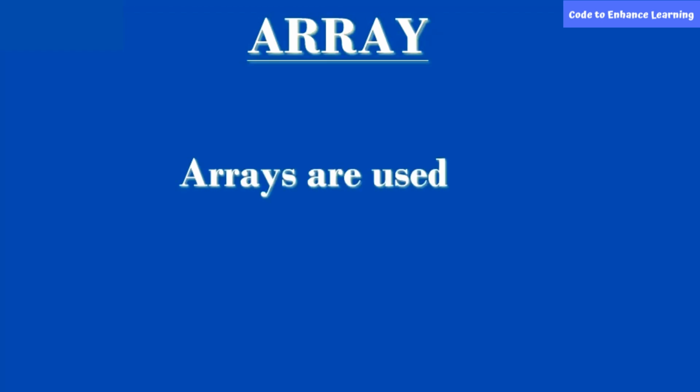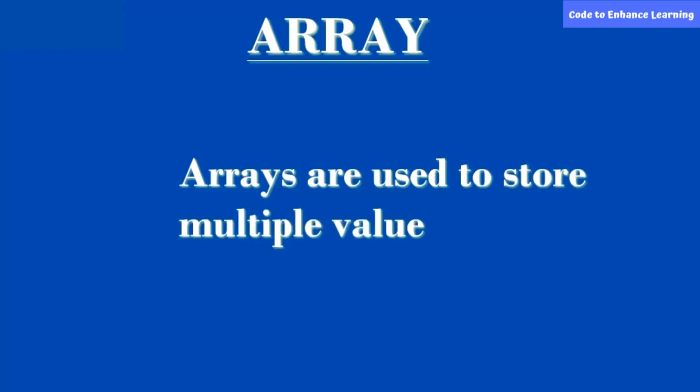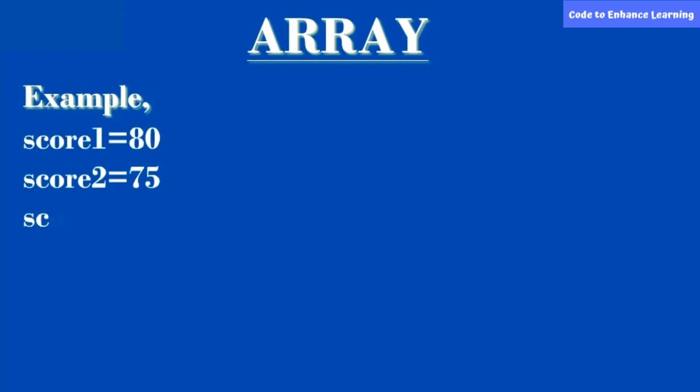Now, you have to understand a few concepts before proceeding further. So, our first topic is array. An array is a collection of items stored at a contiguous memory location. The idea is to store multiple items of the same type together. Now, understand this with an example. Suppose there are 3 students and we have to store their score.